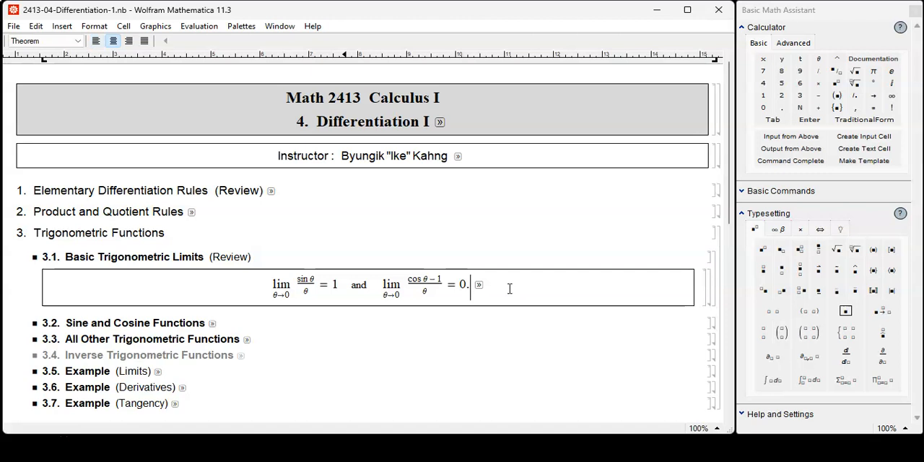Oh, before starting that, remember these rules. The limit as theta goes to 0 of sine of theta over theta is 1, and the limit as theta goes to 0 of cosine of theta minus 1 over theta is 0. The latter is a little less important, but this one is really important. Remember that. The proof, let's not worry about it here. We already covered it way back in lesson 2 as an optional topic because it was too advanced. So you don't have to know the proof, but the result everybody must know.